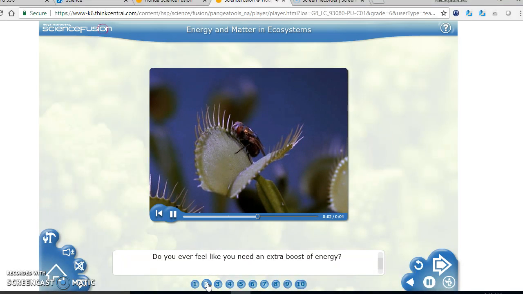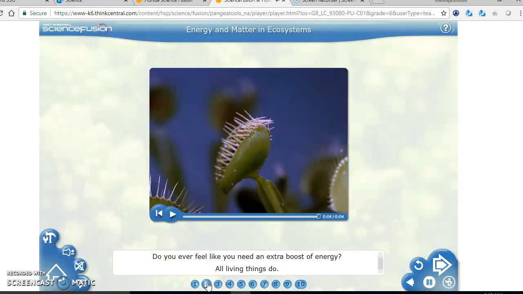Do you ever feel like you need an extra boost of energy? All living things do. When the Venus flytrap needs extra energy, it doesn't go for a power bar or an energy drink. Instead, it goes for a nice, juicy fly. The Venus flytrap is one of several carnivorous plants. A carnivore is an organism that eats mostly plants.